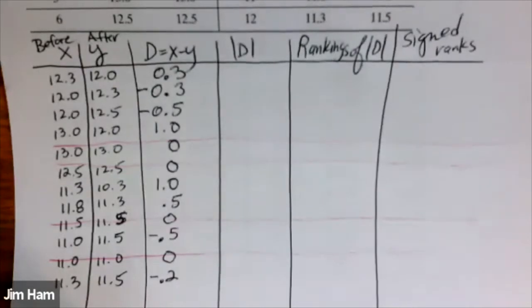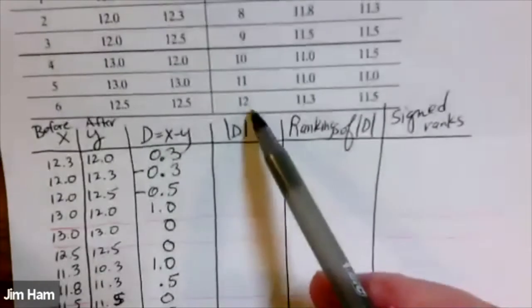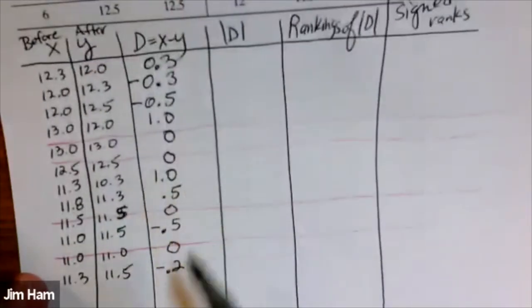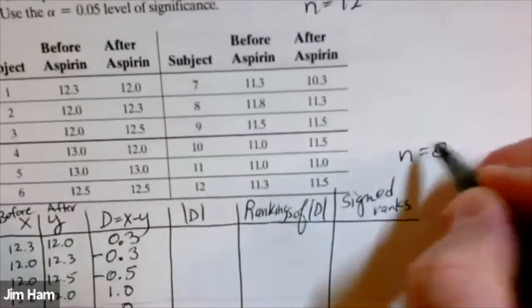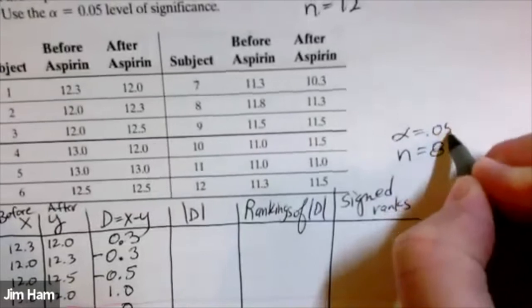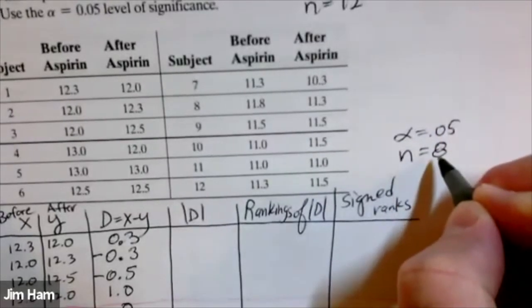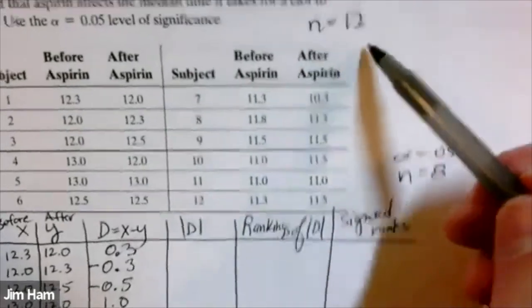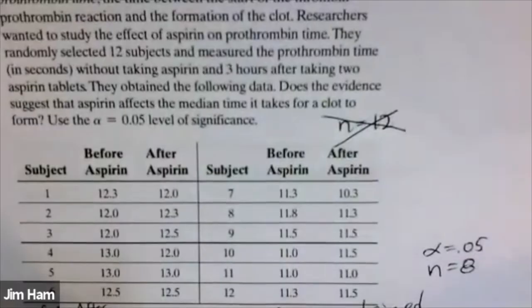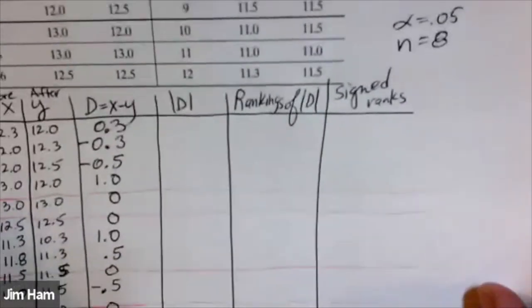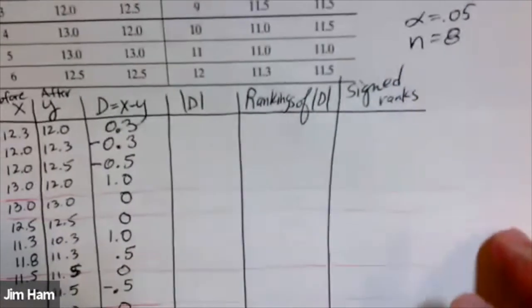But because we're removing the zeros, we're reducing our n. So now we started with 12, and we got rid of 1, 2, 3, 4 zeros. So now our n is going to be 8, and alpha is 0.05. And it's this n that you're going to use to determine the critical value, and not the original one where we had 12 values. From here on out, we're going to be using an n equal to 8.